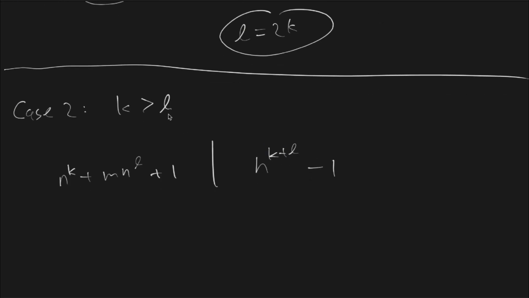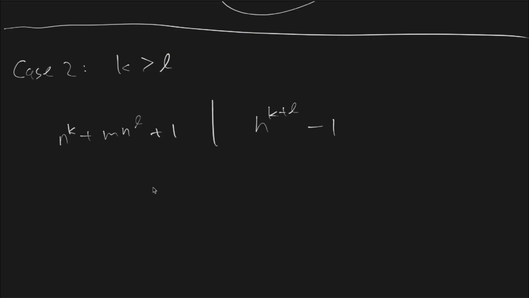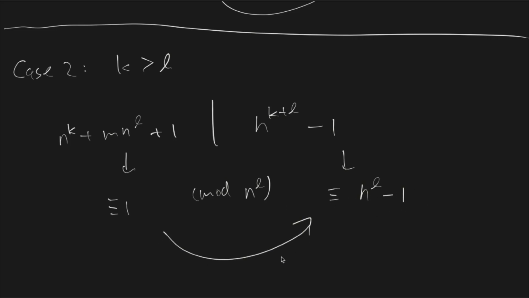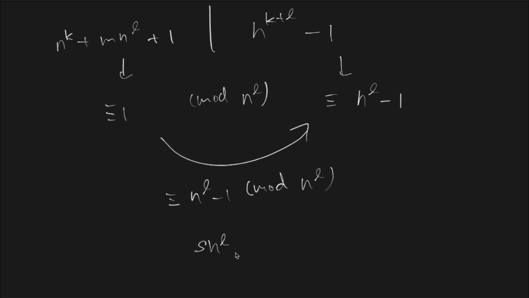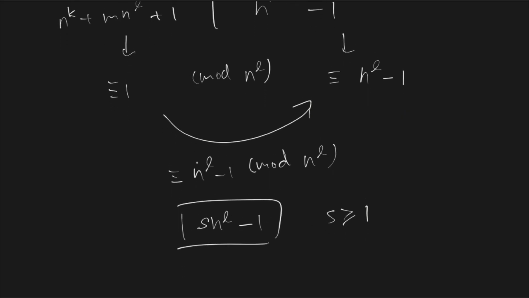Okay, so this time, following what we previously discussed, we should consider mod n to the l. So this left-hand side, this thing will just be congruent to 1 mod n to the l. This right-hand side is congruent to n to the l minus 1. And so, whatever we need to multiply should be congruent to n to the l minus 1 mod n to the l. So again, we can write it in the form s times n to the l minus 1. That is the quotient with s greater than or equal to 1, and we should make s equal to 1.